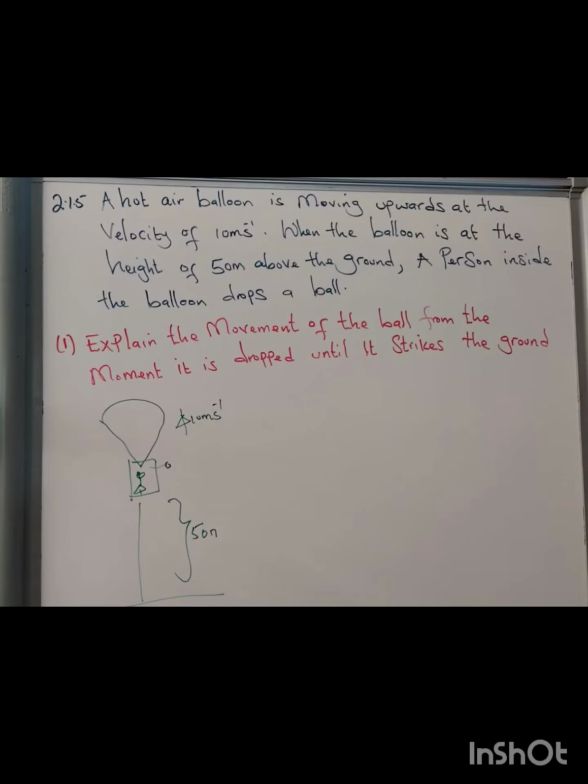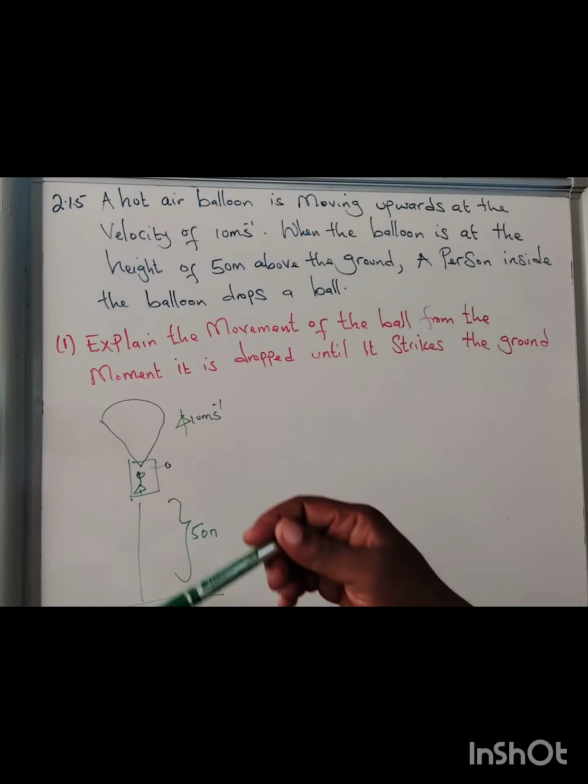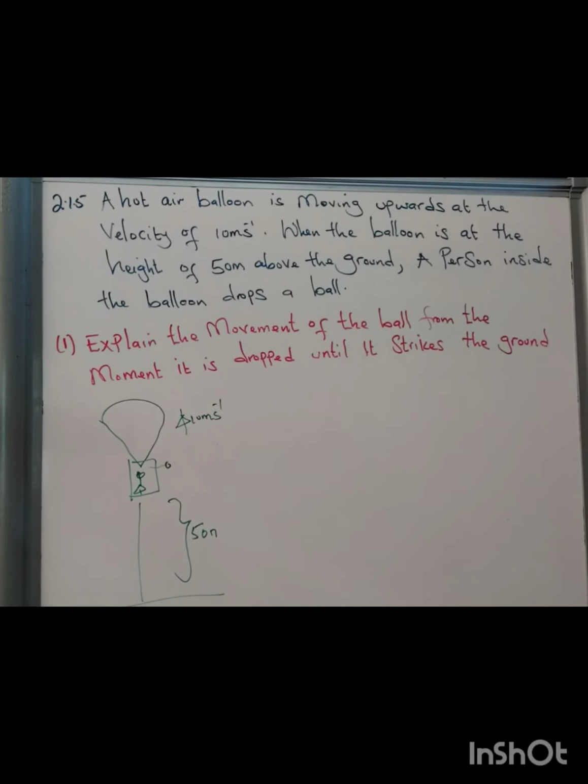So what happens to the ball? This is what we are trying to explain. What happens to the ball is a bit different from what we know. The ball is initially projected upwards with an initial velocity which is equal to the velocity of the balloon. So it is projected upwards, it reaches maximum height, and then it starts coming down. It continues to go down until it strikes the ground.